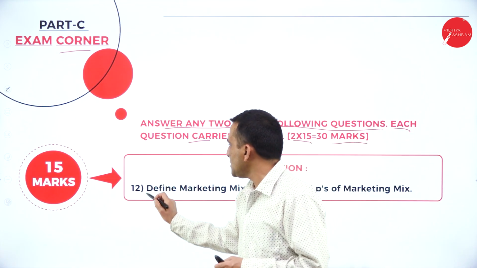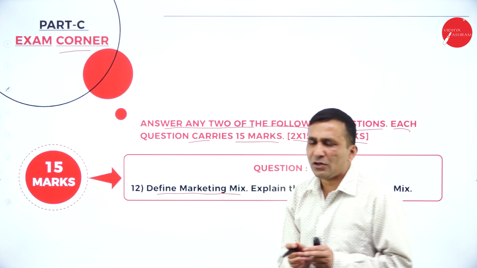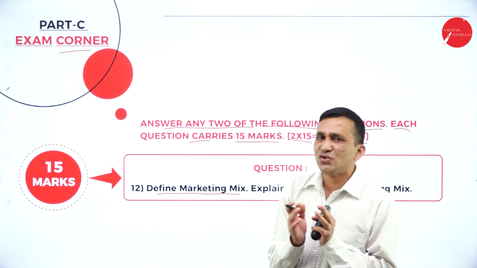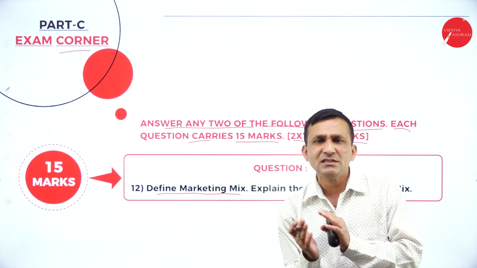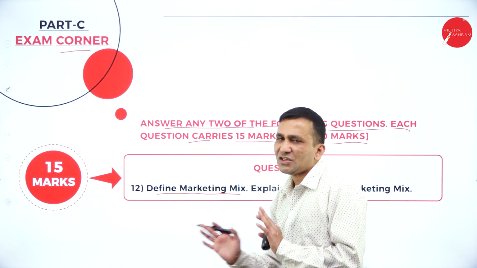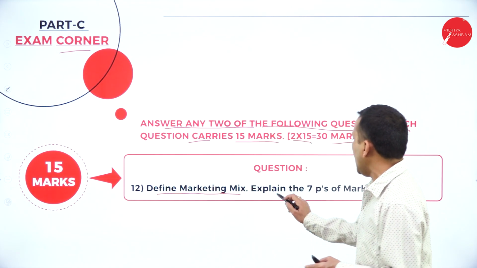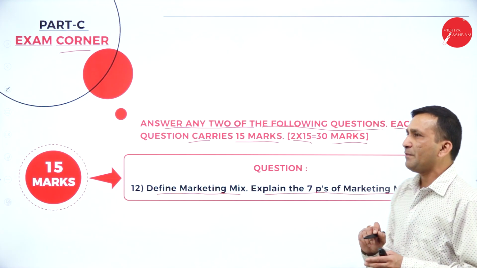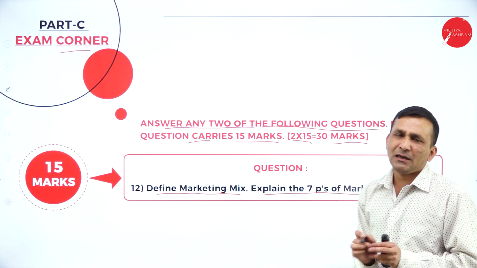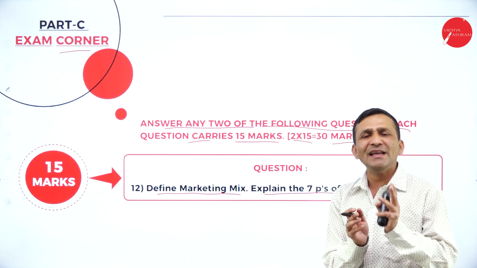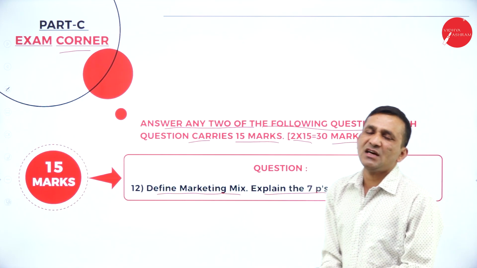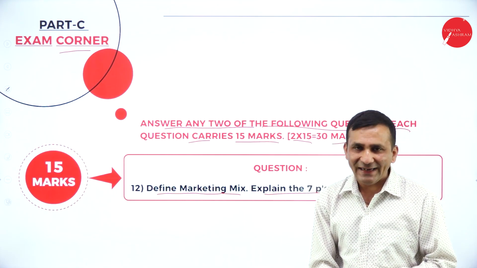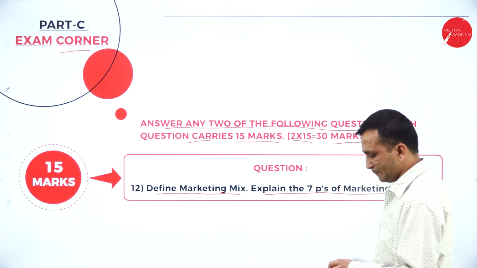And the first question: define marketing mix, because we know the marketing mix means there are 4 P's: product, price, place, promotion. So the definition is related to the marketing mix. And explain the 7 P's of marketing. So in the physical product we identified only 4 P's, but in the case of a service product 3 more P's are added. So you need to explain.